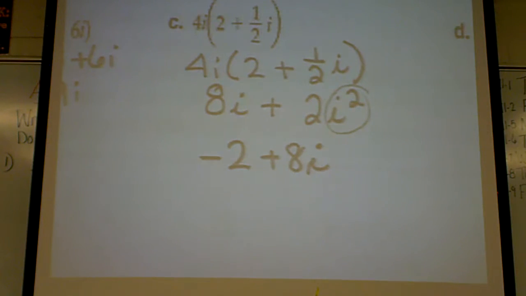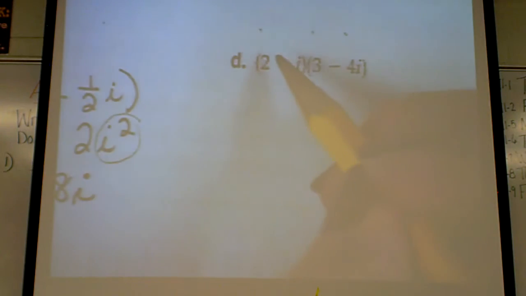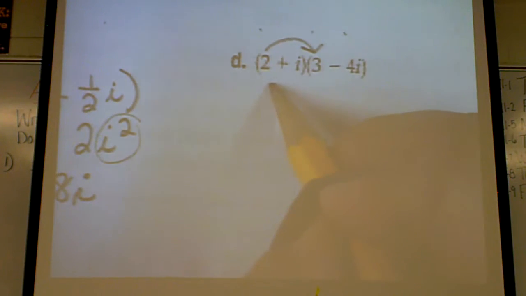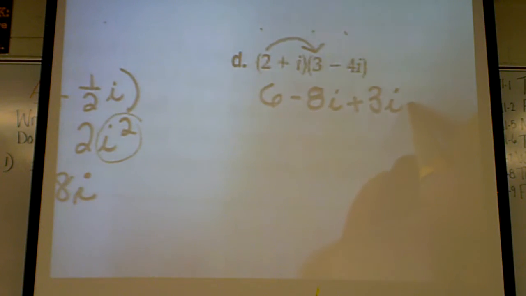Questions? Okay, next one. D. What are they asking you to do? FOIL. 2 times 3 is 6. 2 times negative 4i is negative 8i. Plus 3i. And then minus 4i squared.